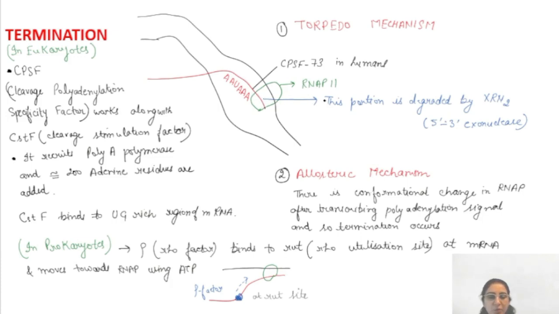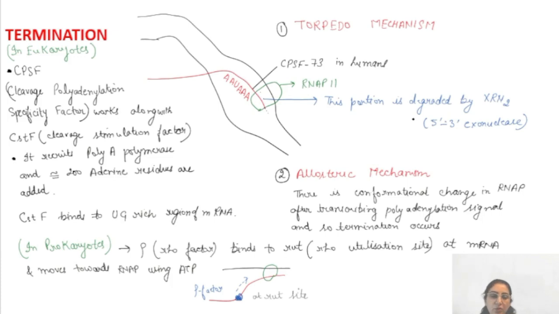This portion actually is degraded by XRN2, which is a 5' to 3' exonuclease, that is, this was our 5' end, this is the 3' end, because all the nucleotides are always attached in the direction from 5' to 3'. So this XRN2 keeps on removing the nucleotides from the 5' end. See, this is removed first, then this, then this, then this, towards the 3' end.